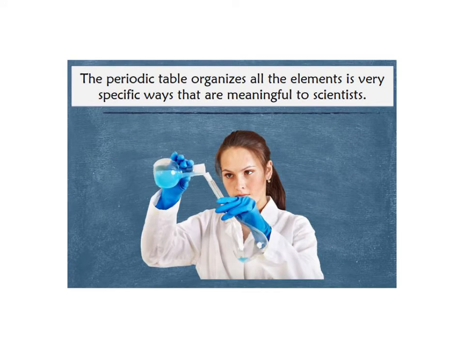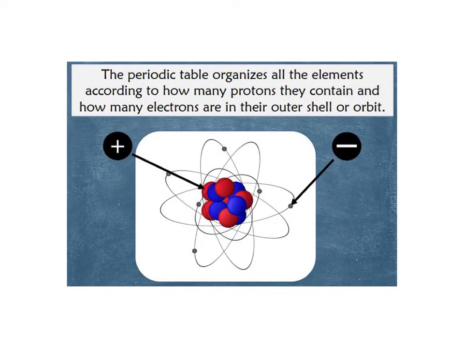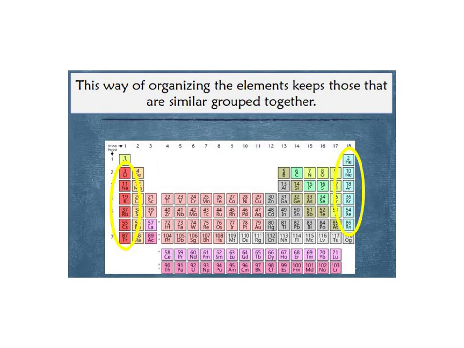The periodic table organizes all the elements in very specific ways that are meaningful to scientists. The periodic table organizes all the elements according to how many protons they contain and how many electrons are in their outer shell or orbit. Now you might remember that these are going to be equal to each other. This way of organizing the elements keeps those that are similar grouped together.